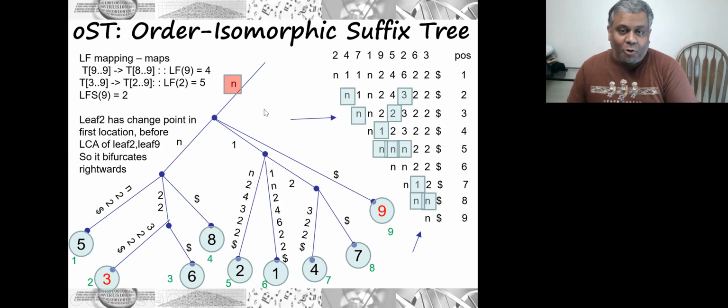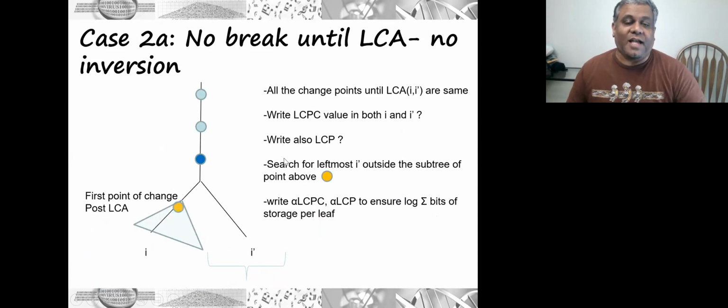So 3 bifurcates out of here, and then it goes on the right of 9. So when 9 becomes 8, 3 becomes 2. Basically, at this point, 2 bifurcated out and became a successor of 8. So this is what's happening here.